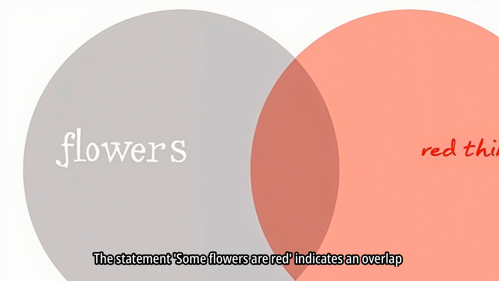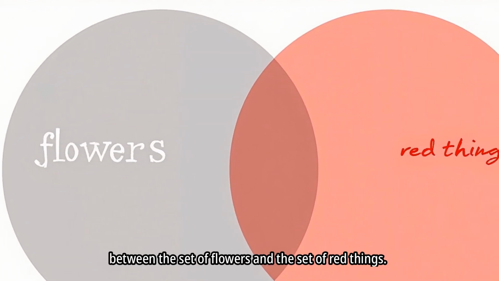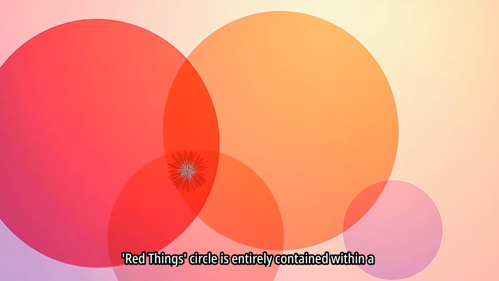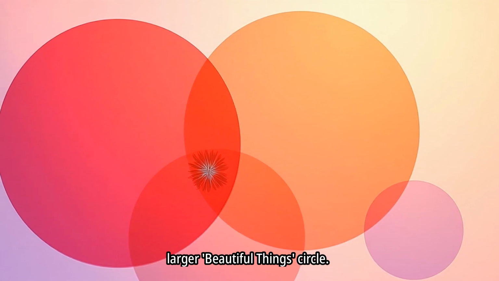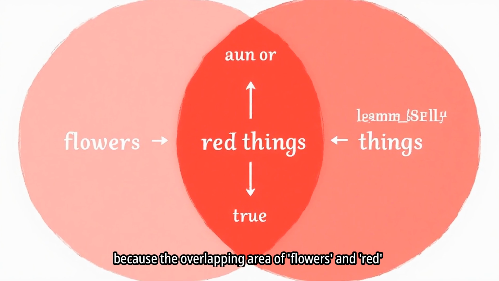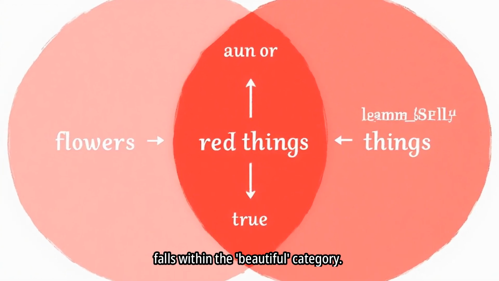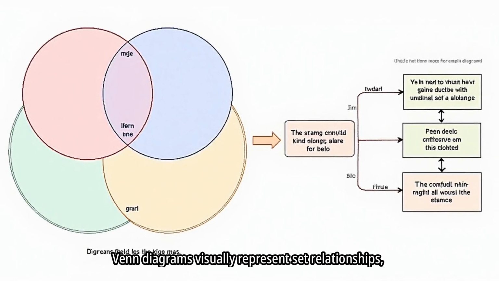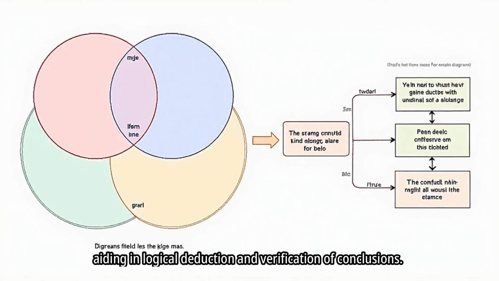The statement, some flowers are red, indicates an overlap between the set of flowers and the set of red things. The statement, all red things are beautiful, means the red things circle is entirely contained within a larger beautiful things circle. The conclusion, some flowers are beautiful, is true because the overlapping area of flowers and red falls within the beautiful category. Venn diagrams visually represent set relationships, aiding in logical deduction and verification of conclusions.